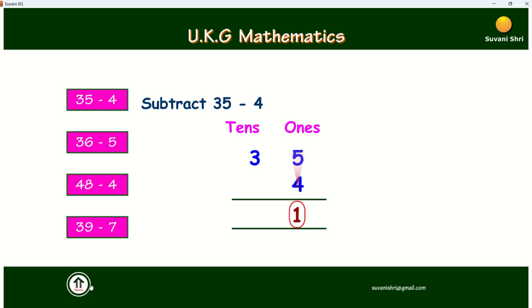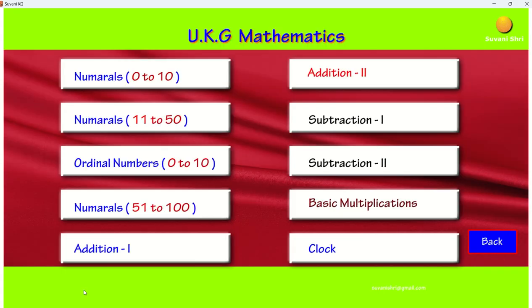Step 2. Subtract the tens. 3 tens minus 0 tens is equal to 3 tens. Write 3 in tens column.